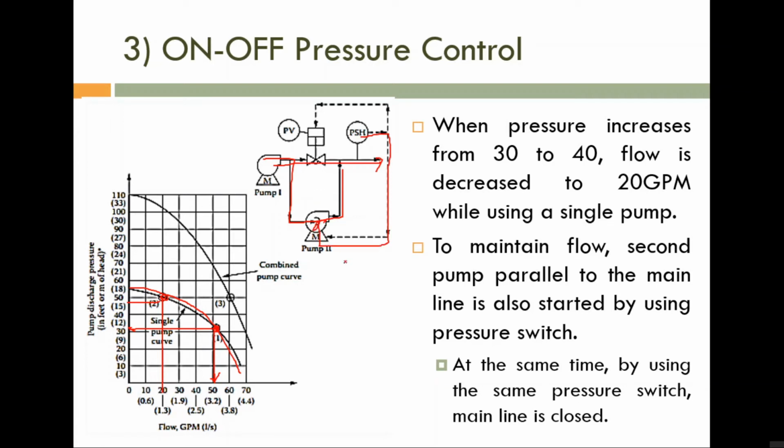As pump 2 is cascaded to the first pump, if you are starting the second pump, we have to close this main path. For that purpose, a control valve is also used. An on-off control valve is used, operated by the same PSH. Please note, if the operating point is shifted from 1 to 2, then by using PSH, the second pump is also started. Simultaneously, the main path is closed by this control valve, which is an on-off control valve, a solenoid valve. So that we have to do.